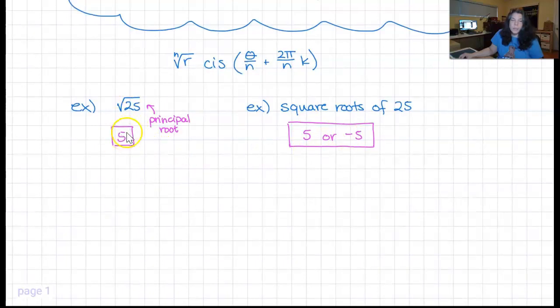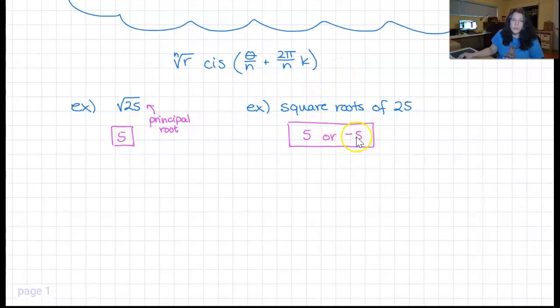The principal root is going to be the first angle. Going up to this formula right here, it's going to be when you're dealing with theta over n. When you've got theta over n, and you don't add anything to it yet, that's your principal root. So you can think of it as the first angle. And when you use this formula to find the square roots of 25, 5 is going to end up being your principal root. Just know, for positive numbers, the principal root's always positive. But that's how it works.